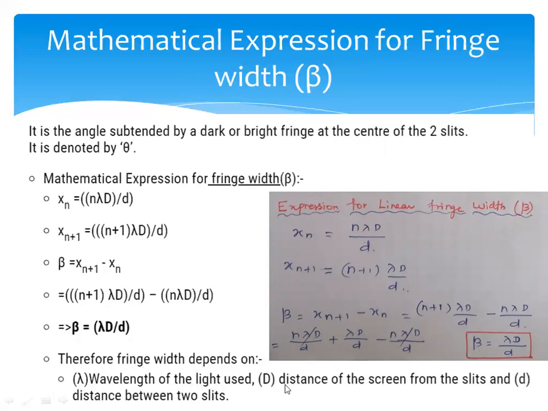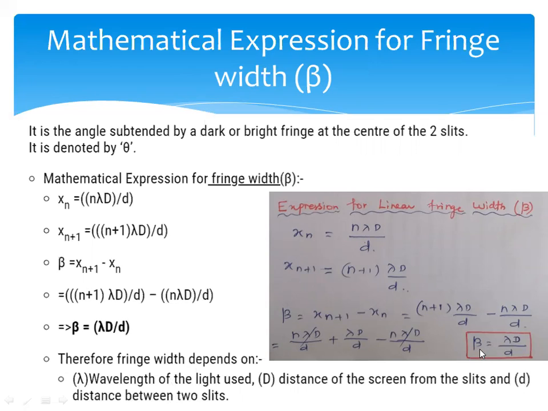That is considered as a capital D, the distance of the screen from the slit. And small d is the distance between the two slits. Distance between the two slits means the sources that we can consider as secondary sources, S1 and S2. So the distance between S1 and S2 is considered as a small d. So this lambda, this capital D is the distance from the screen to the slit, and the small d is the distance between the slits. These are all the three factors which determine the fringe width beta.